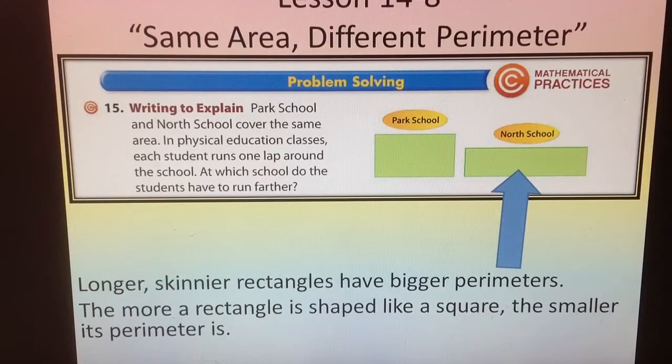North School runs farther because they have a longer, skinnier rectangle. Longer, skinnier rectangles have bigger perimeters. Rectangles that are more like squares have smaller perimeters.